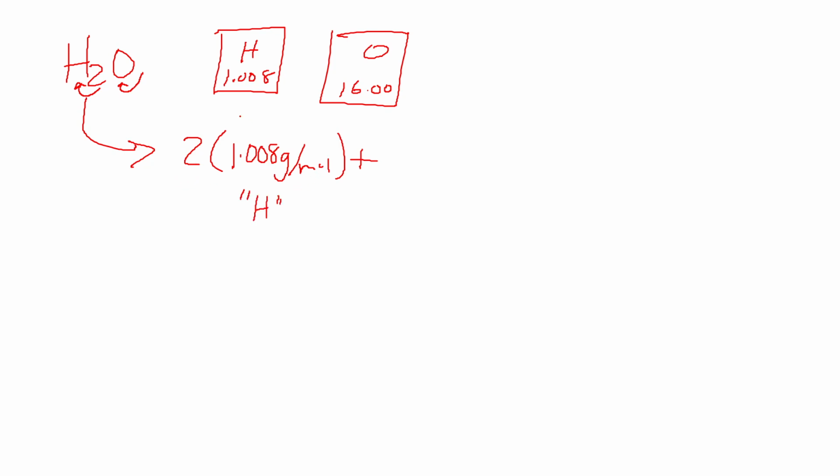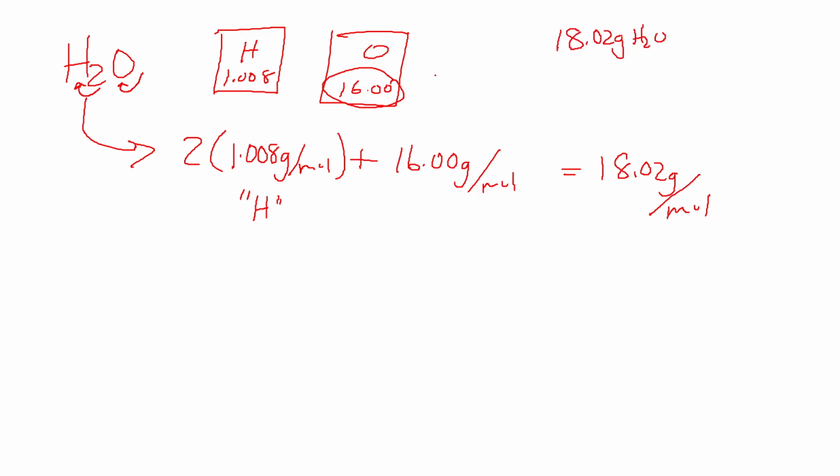We have 1 oxygen from the periodic table, 16 grams per mole. And if we add that together, that's going to give us 18.02 grams per mole. Again, the number stays with the grams. It is per 1 mole. That is our conversion factor that's going to allow us to go from grams to moles or moles to grams. We again could write that as a conversion factor, 18.02 grams of water over a mole. Or we could flip it, a mole is 18.02 grams.